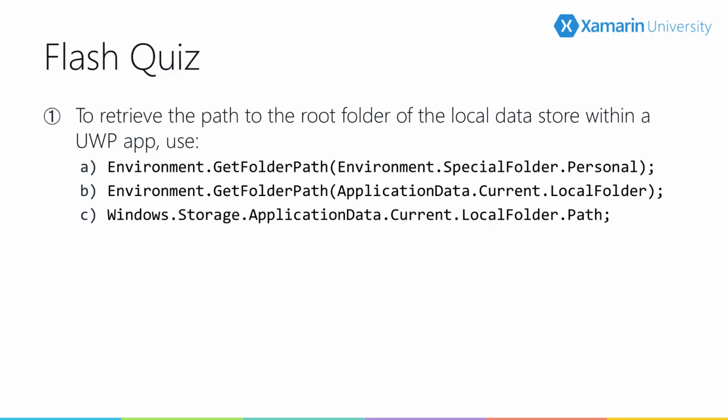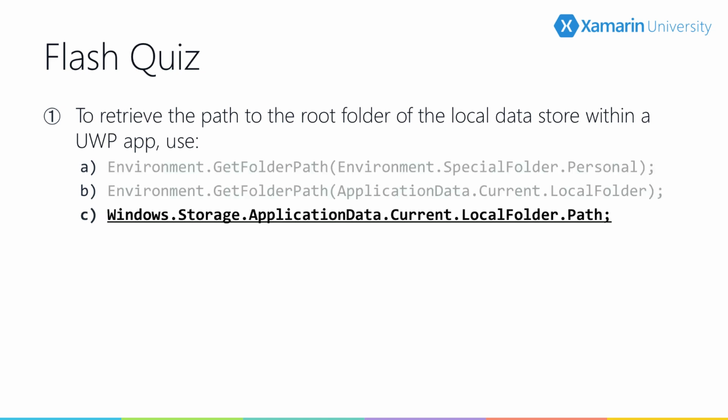Question number 1. To retrieve the path to the root folder of the local data store within a UWP app, we use A, the Environment.GetFolderPath pointing to the personal folder, or B, Environment.GetFolderPath pointed to local folder, or are we C, using windows.storage.application-data.current.localfolder.path? The correct answer here is C. UWP is the only platform where we have got different methods compared to the other platforms in order to access the file system.